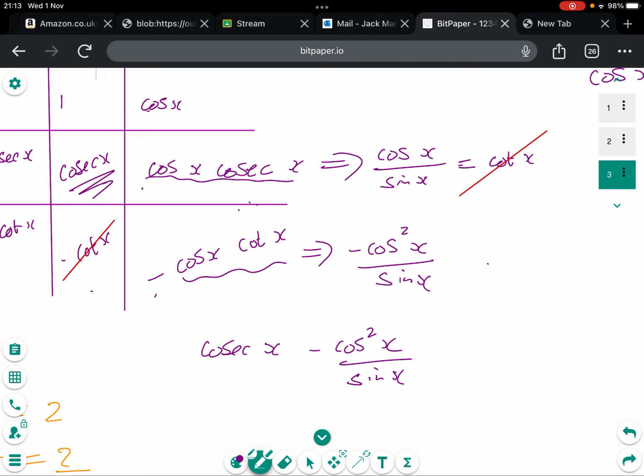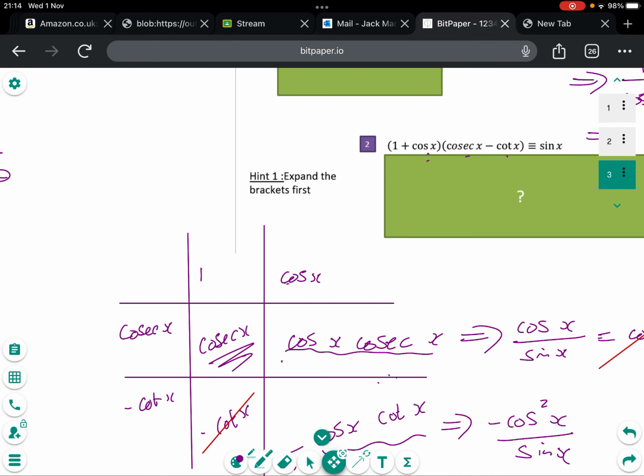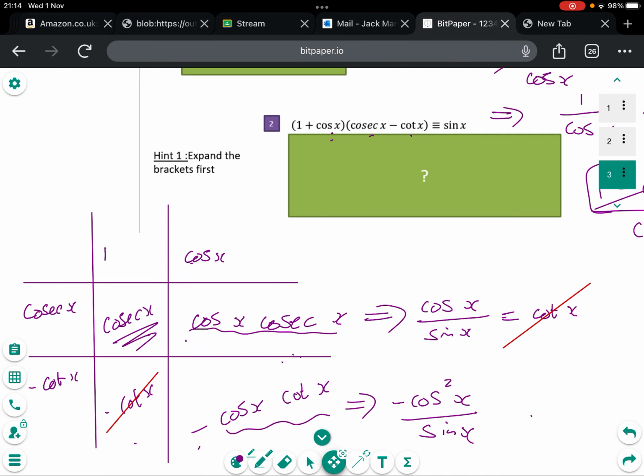Cosec, let's change how we write cosec then. In the interest of space, I'm just going to do this. So this is going to be 1 over sine x. And then we could put this into one fraction, couldn't we? So 1 minus cos squared x over sine x. What's the goal here then? What's the goal? Show that it is sine x.